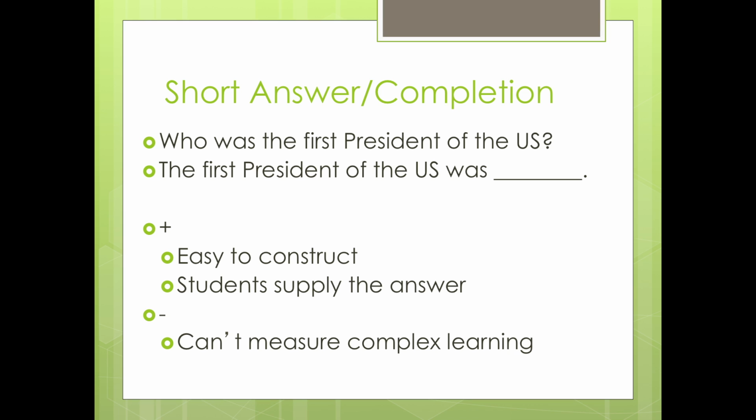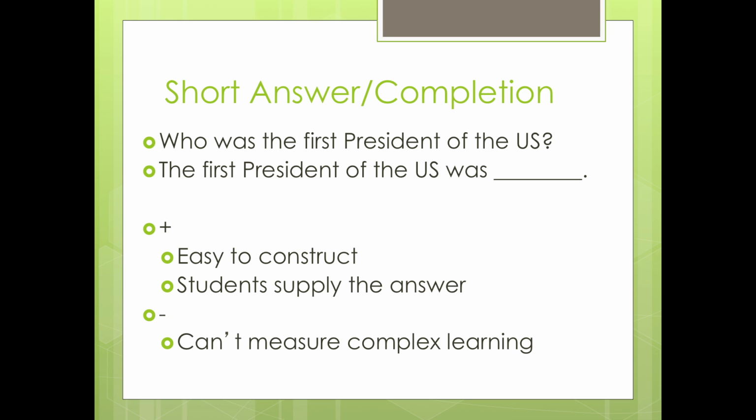Right. All right, now we'll look at some of the different item types, a few simple examples, and some advantages and disadvantages. This is the short answer or completion. So who was the first president of the U.S., or the first president of the U.S. was blank. Short answer completion, they're really easy to construct. And students supply the answer, so they're not choosing from multiple choice, so you know what they know by their response.